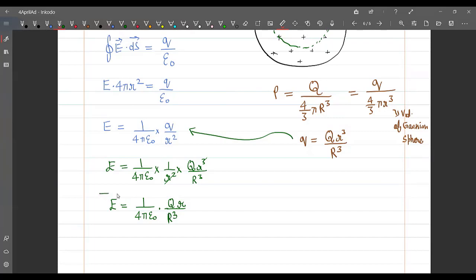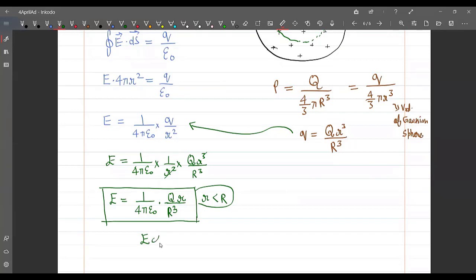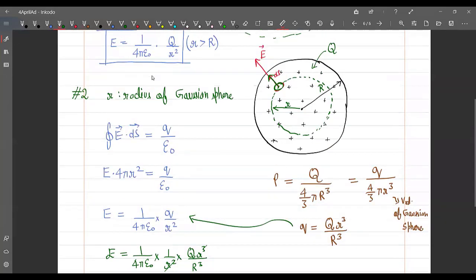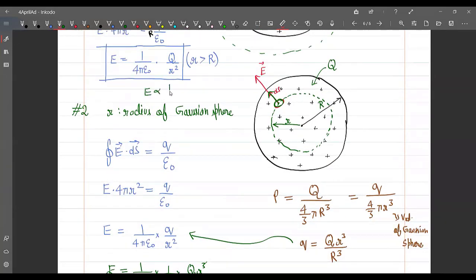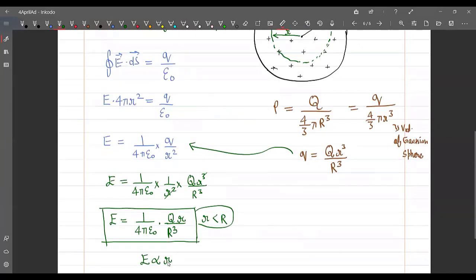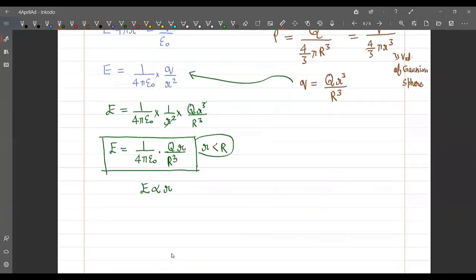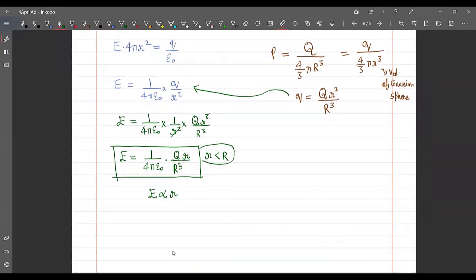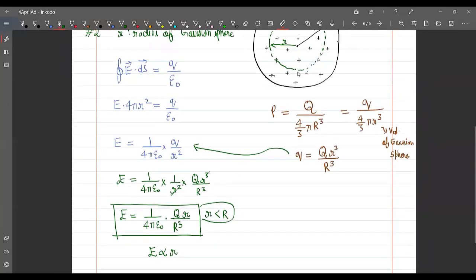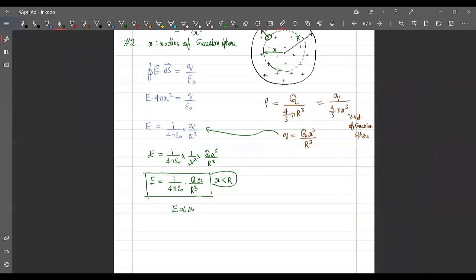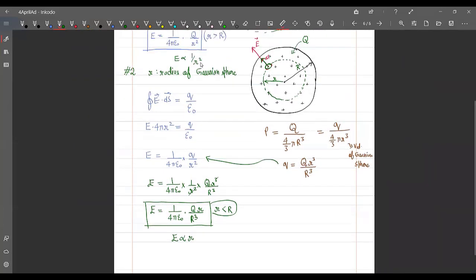Remember, capital R cube is a constant. Here, this is the condition when small r is less than capital R. In this case, electric field is directly proportional to small r. Outside, the electric field varies as 1 by r square, but here it is directly proportional to small r. So inside the charged sphere there is a linear increase, but outside there is a decrease by r square.